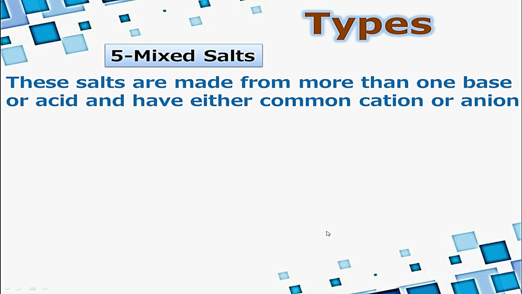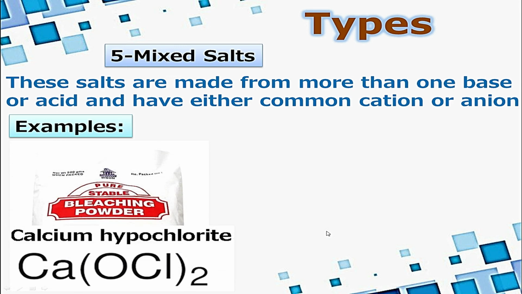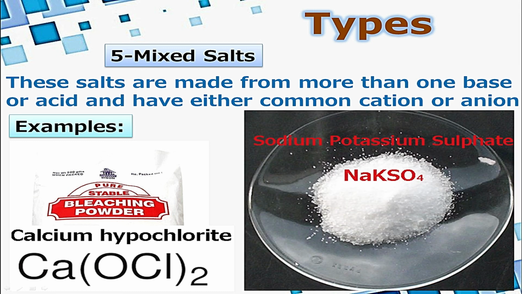Another type of salt is mixed salt. These salts are made from more than one base or more than one acid, and they have either a common cation or a common anion. For example, calcium hypochlorite, CaOCl2. So here the cation is only one but two different anions are present. Another example is sodium potassium sulfate. Two different cations but one anion. It means this salt has been formed by the reaction of two bases and one acid.